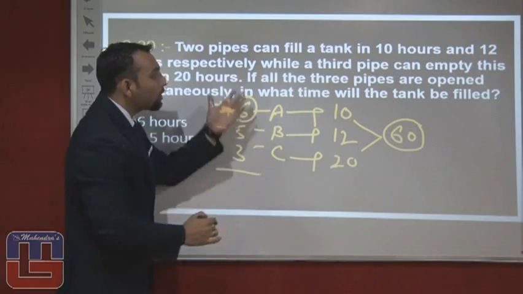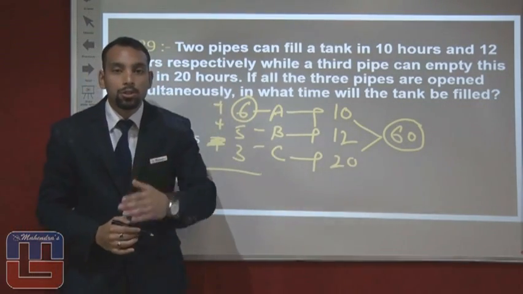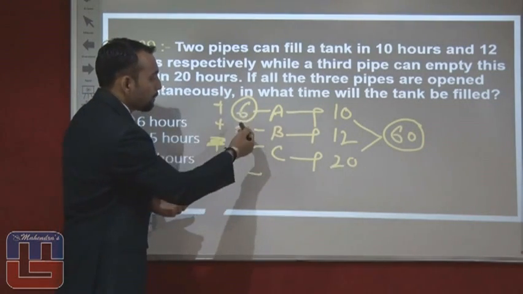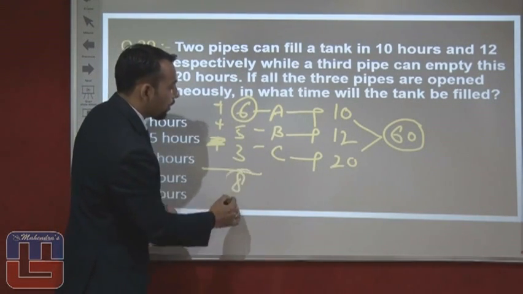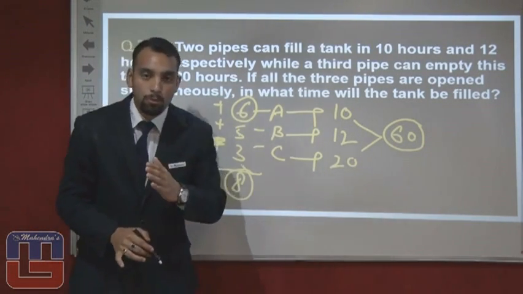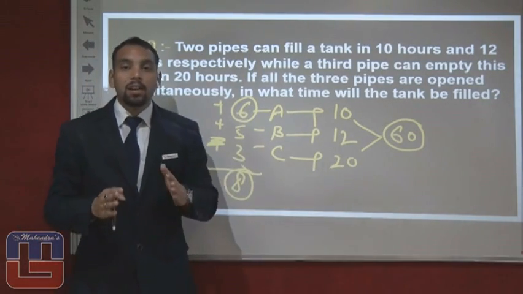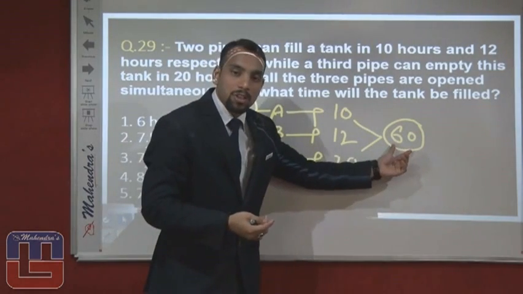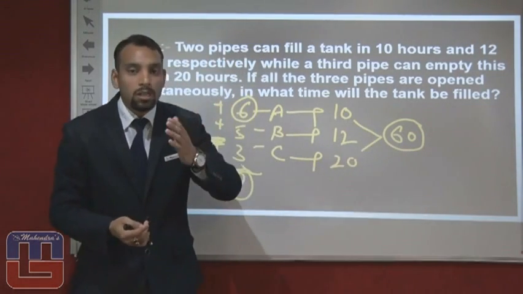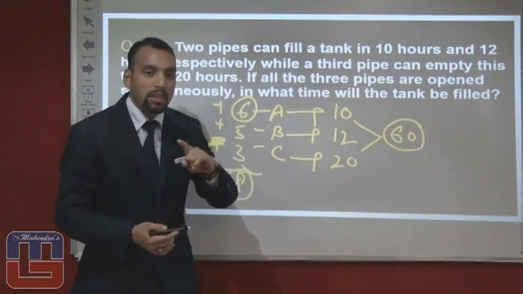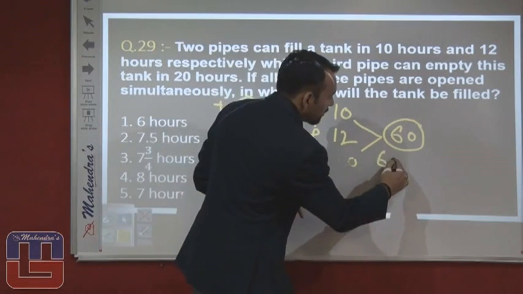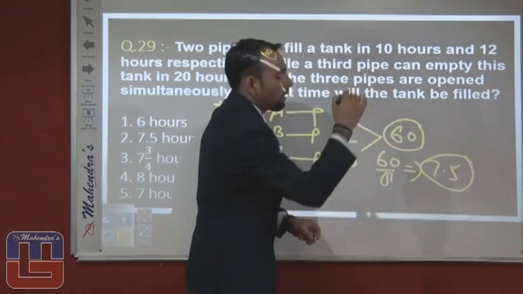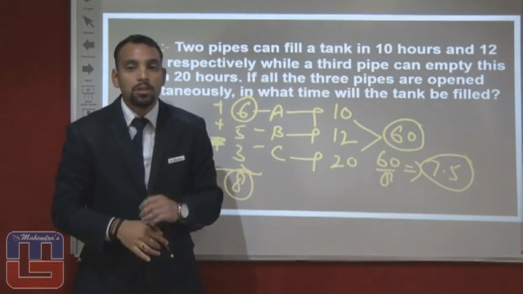Now if all 3 pipes are open, how much water is there? 6 plus 5 is 11, minus 3 is 8. If all 3 pipes are open, only 8 liters of water, right? And we have to fill 60. So what time will the tank be filled? If you have to find the time, what will you do? Divide this 60 by 8 and here you will get 7.5 hours. So the answer will be 7.5 hours.